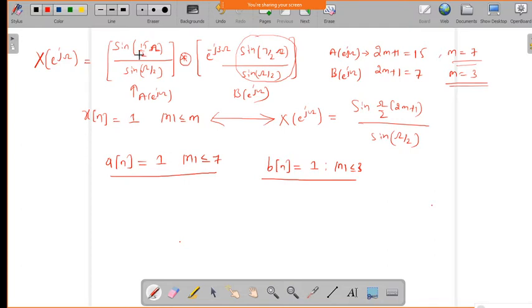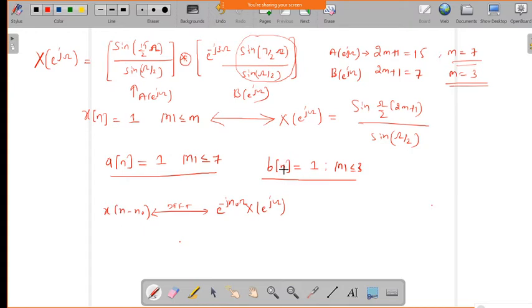Now another factor is there in B of e power j omega, so using the time shift property. What is the time shift property? If you have x of n minus n naught, the corresponding DTFT will be e power minus j omega n naught into X of e power j omega. You can use this time shift property. What is the value of n naught here? It is 3. So the corresponding time signal is shifted by 3.